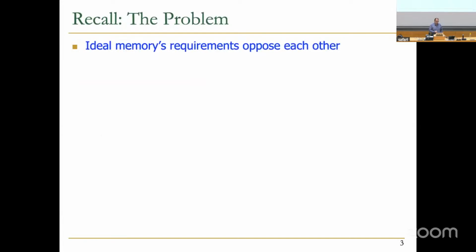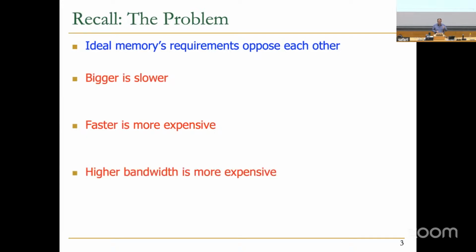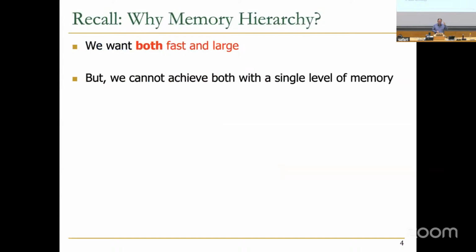Recall that the problem we've been focusing on through the previous lecture was that we wanted to design a desirable memory, let's say an ideal memory, for example, having zero access latency, having infinite capacity, and so forth. But we realized that the requirements of an ideal memory oppose each other. For example, bigger is slow, faster is more expensive, and higher bandwidth is also more expensive. So the way we try to deal with this issue was to design a memory hierarchy. We wanted both fast and large.